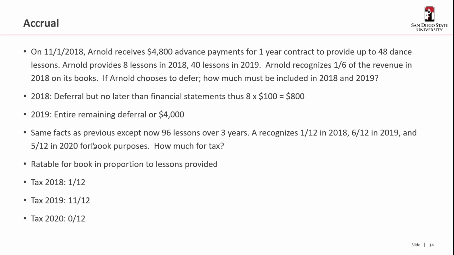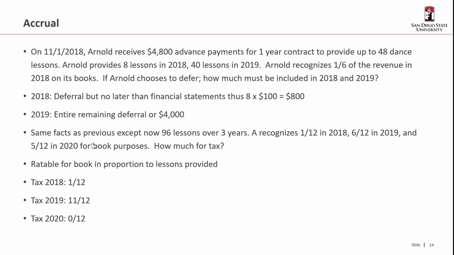Okay, now let's change that just a bit and tweak it and say, okay, it's the same facts except now it's 96 lessons over 3 years. So he would recognize 1/12 in 2018 for book purposes, right? So that's 8 out of the 96. 6/12 in 2019, so that's pro rata, kind of X number of lessons per month. And then the remaining 5/12 in 2020 for book purposes. So think of it as he's basically recognizing it pro rata over the time in which he's delivering the services.